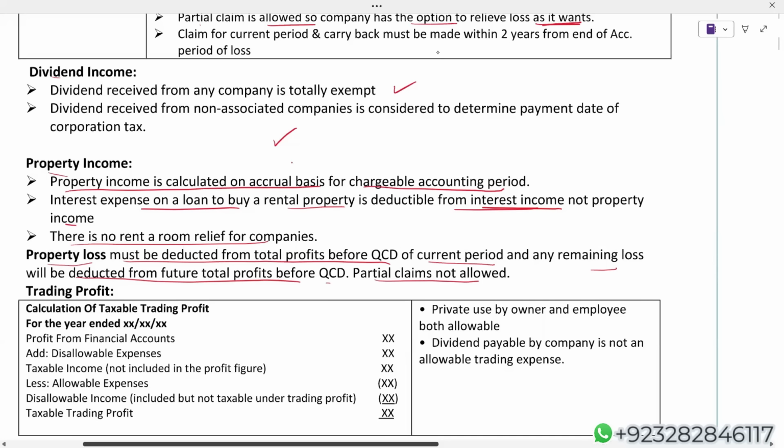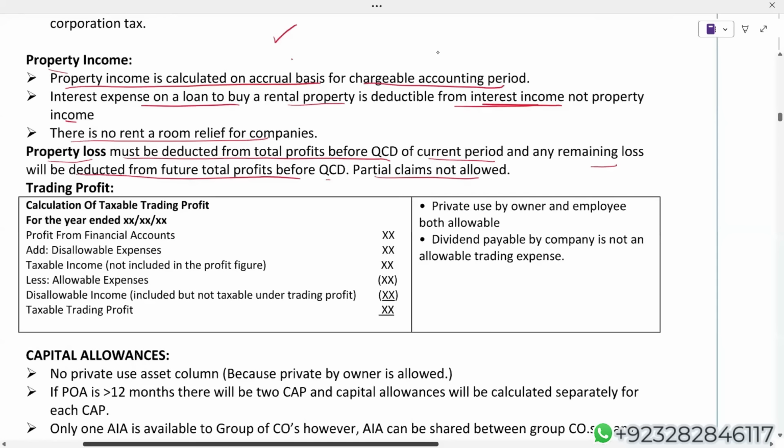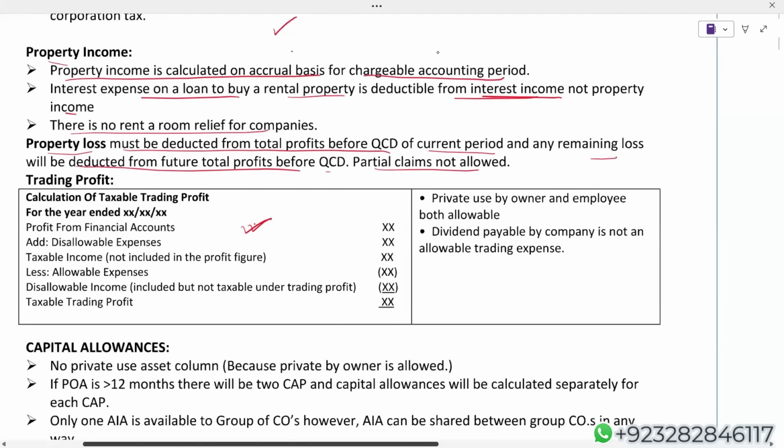Property loss must be deducted from total profits before qualifying charitable donation of the current period, and any remaining loss will be deducted from future total profits before QCD. Partial claims are not allowed, and this is the format for how to calculate taxable trading profit. Profit from financial accounts, add back disallowable expenses, add taxable income which is not included, less allowable expenses, less disallowable income, like if there's any property income or chargeable gain, we will deduct that because we just want to see what is your taxable trading profit.